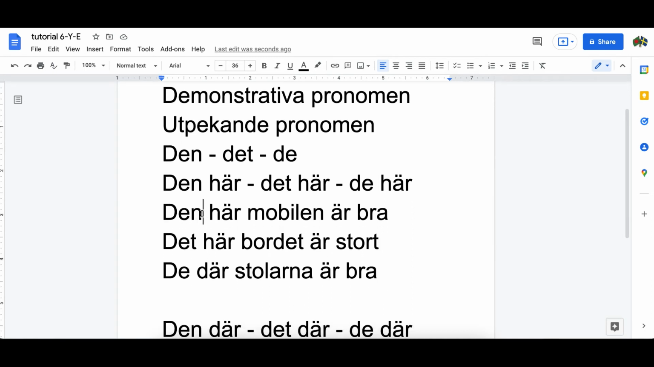När vi skriver, we must write den or det. Men när vi uttalar, då man säger inte hela ordet den. Du kan bara säga, you can just say de or det. Så det här mobilen är bra. Det här bordet är stort. Eller de där stolarna är bra.